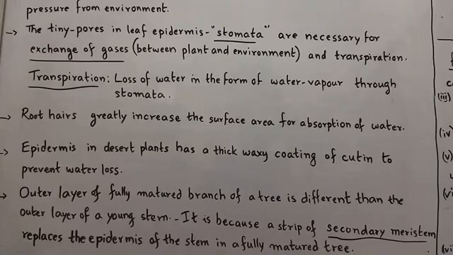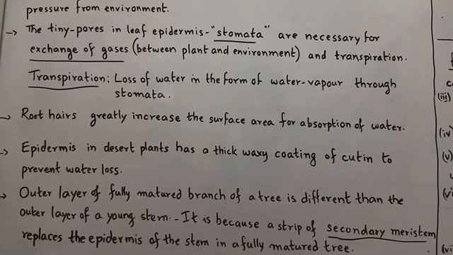Root epidermis, or epidermal cells of roots, contain long hair-like structures known as root hairs. These root hairs greatly increase the surface area for absorption of water. Each root hair is made up of a single cell. Please remember this, because it is often asked in competitive exams: root hair is made up of how many cells? It is made up of a single cell.